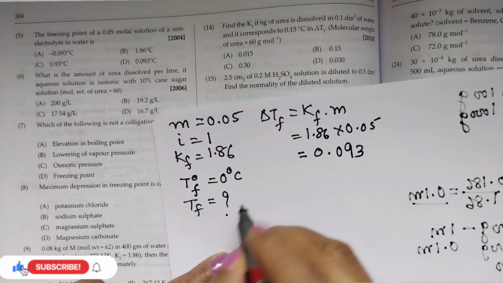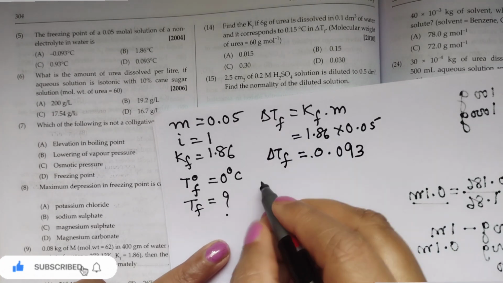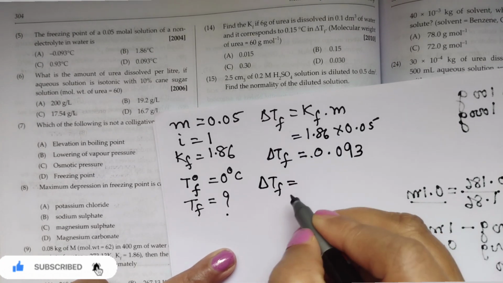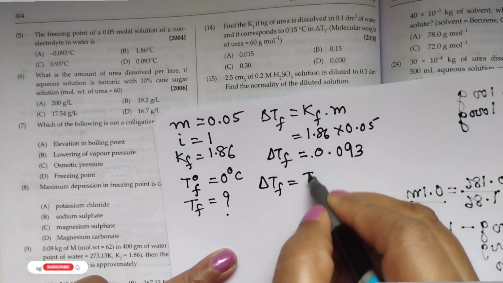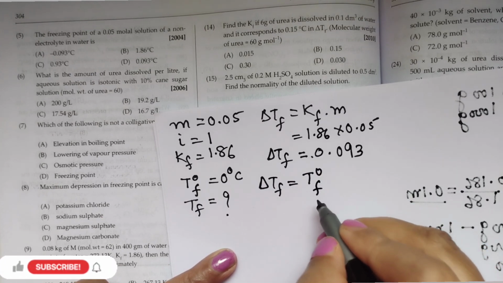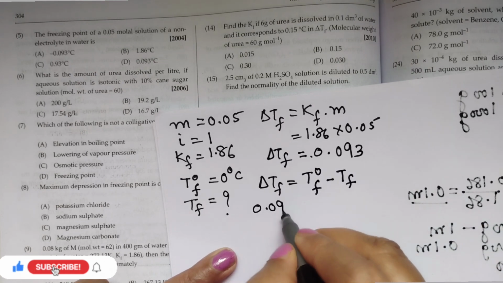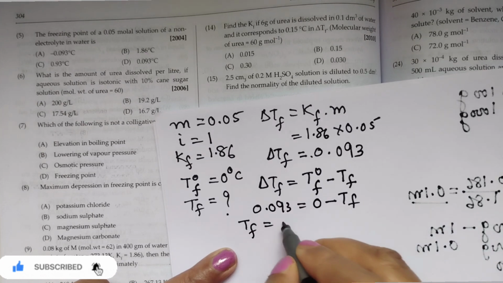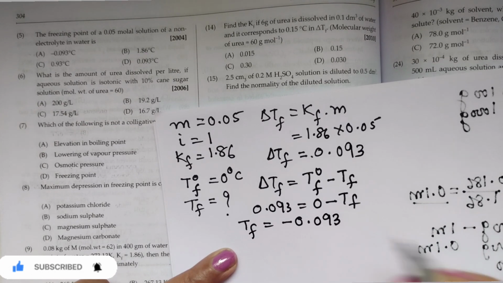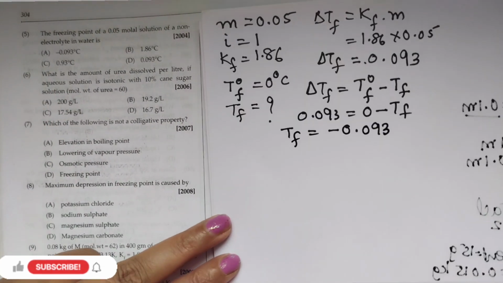Let us substitute this value of delta Tf in the equation. There is a depression in the freezing point of the solvent when a solute is added. Therefore, it is the difference between the freezing point of the pure solvent and that of the solution. So this value, 0.93, is equal to 0 minus Tf. So Tf is equal to minus 0.093 degrees Celsius. So the answer here is the first option. Let's see the next question.